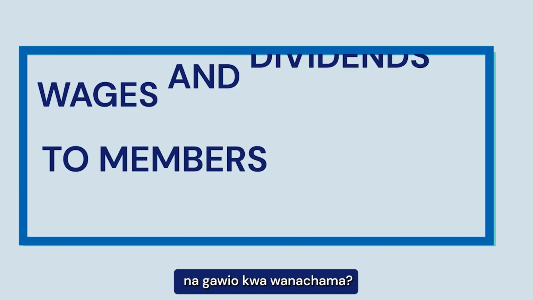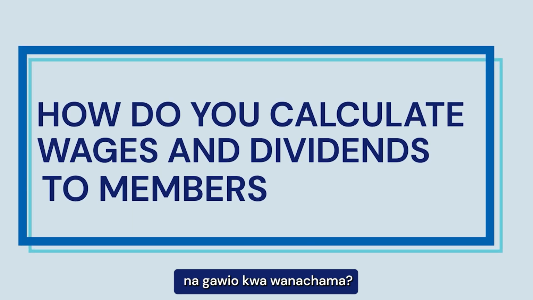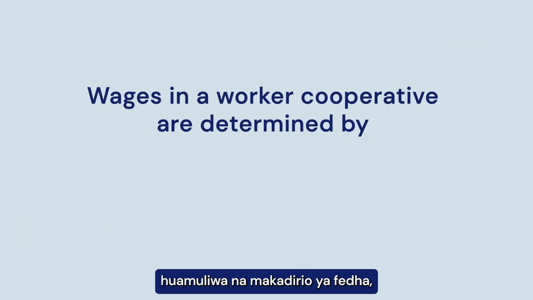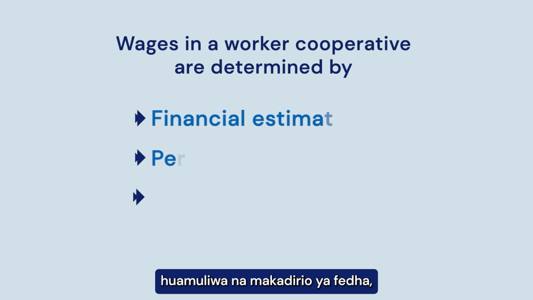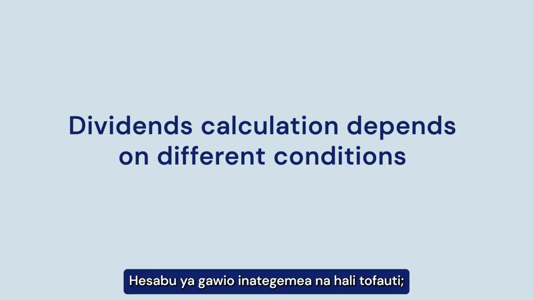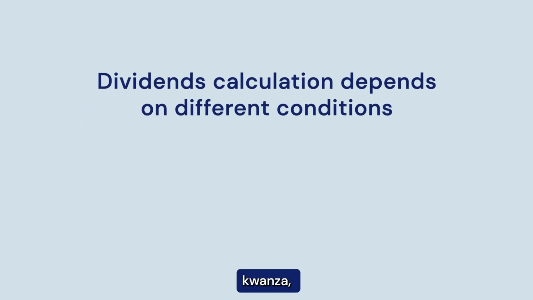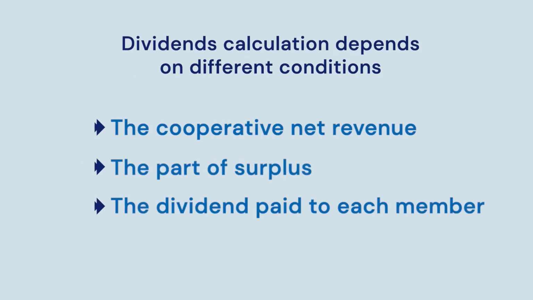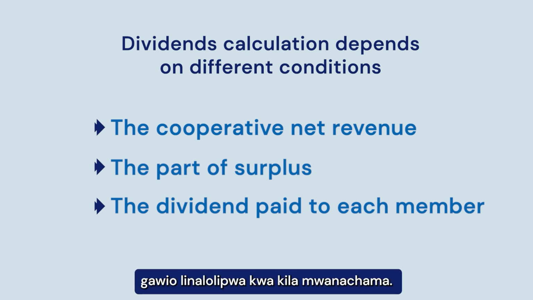How do you calculate wages and dividends to members? Wages in a worker cooperative are determined by financial estimate, personnel policies, and individual level of expertise. Dividend calculation depends on different conditions. The first is the cooperative net revenue. The second is the part of surplus. And the third is the dividend paid to each member.